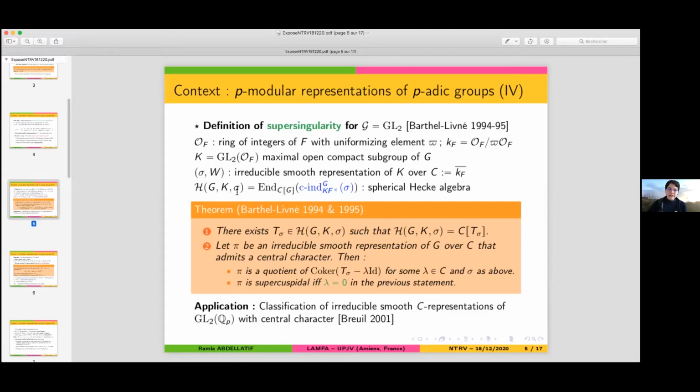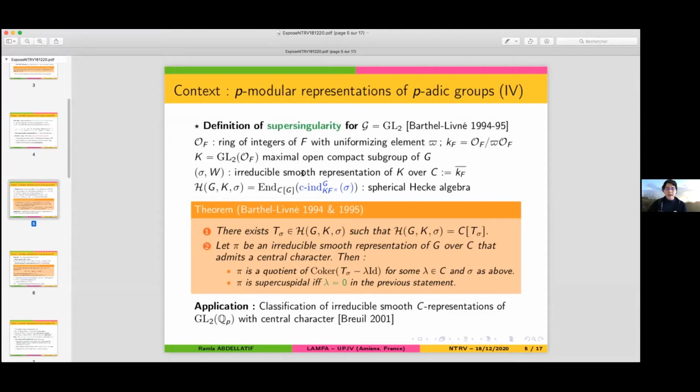And the idea here is to look at the endomorphism of this representation as endomorphism of a G module. And this is what is called spherical Hecke algebra in this context. And one of the main results in two seminal papers of Barthel and Livné in the mid-90s is that actually this big algebra is just a polynomial algebra in one operator, T sigma. And this operator is not very complicated to understand, okay?